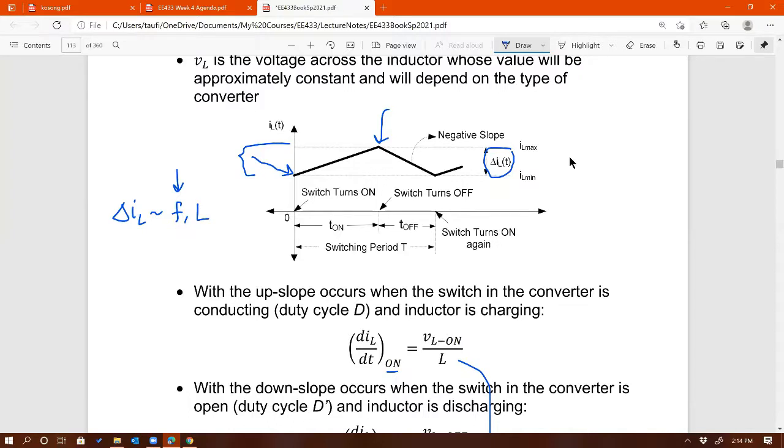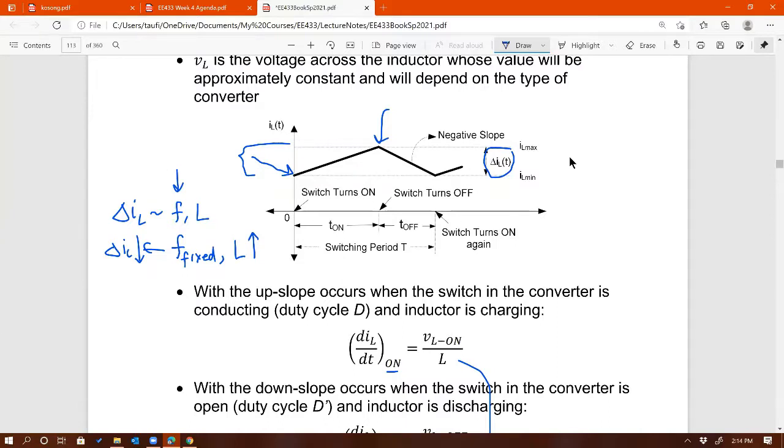Let's say that the switching frequency is fixed, then delta IL becomes smaller. Imagine this delta IL, the difference becomes less and less, or the waveform becomes flatter and flatter if the inductance is made bigger. So if F is fixed and then L inductance is made bigger, then what happens here? Delta IL gets smaller and smaller. So the bigger the inductance per given switching frequency, the smaller the delta IL.